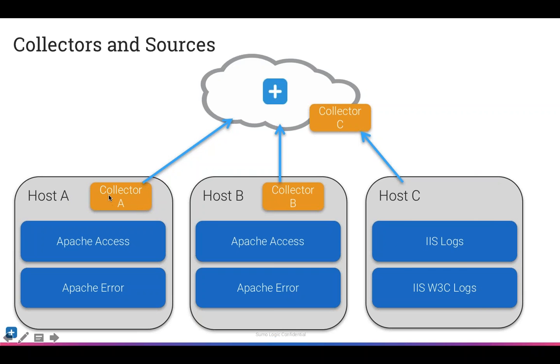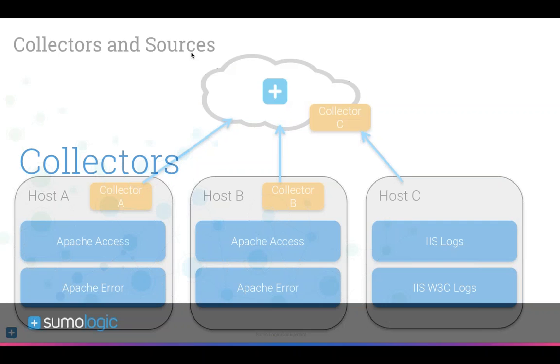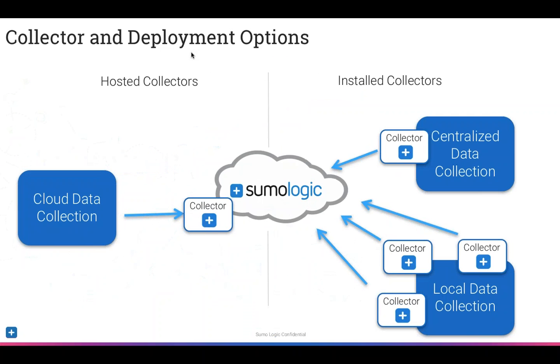And you notice that they're using a combination of installed collectors and hosted collectors. Collector A and Collector B are installed collectors, each in their respective host. Collector C is a hosted collector, so there is some script on host C that is posting or curling data over to Collector C so that we can grab that data. So we're going to start with collectors, and then we're going to dive into how to set up your sources as well. All right, let's begin with collectors.